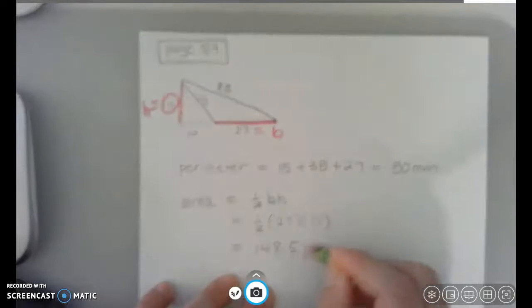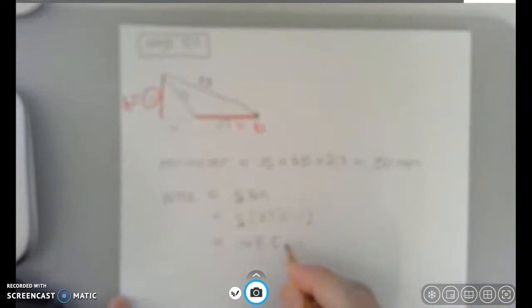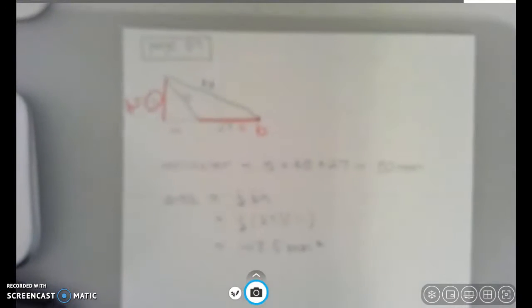millimeters. There's something under there. That'll be millimeters squared. Oop, sorry.